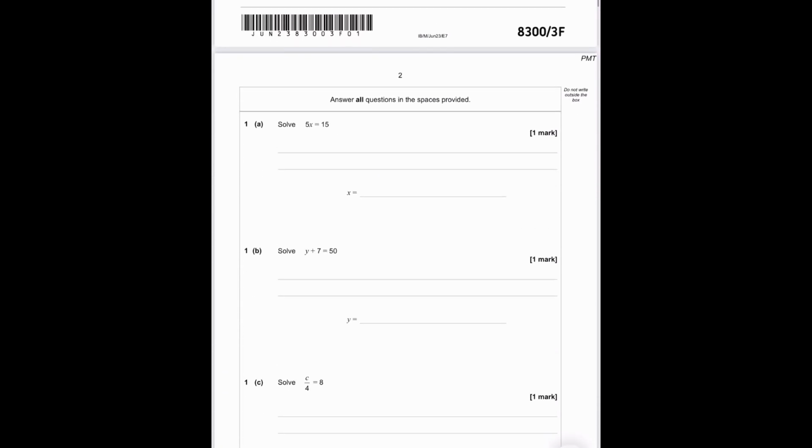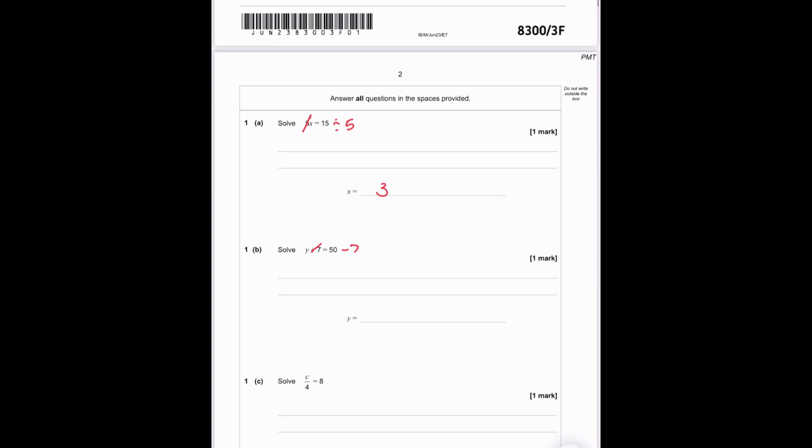Solve 5x = 15. So if you divide this side by 5, divide this side by 5, that gives x equals 3. y + 7 = 50. Take away 7 from this side, take away 7 from this side, so y equals 43. c divided by 4 is 8, so we times this side by 4, times this side by 4, and that gives us c is 32.